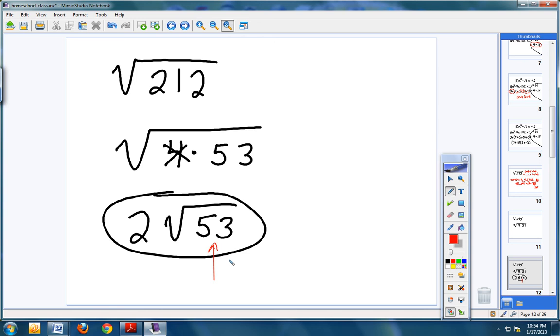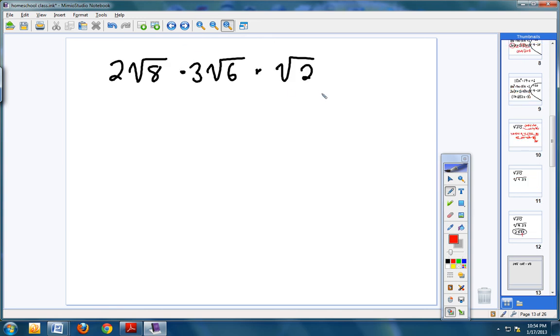And again, you can rewind this. I'm going to keep moving. You can rewind that if you need to. All right, let's look at multiplying radicals. What I taught you to do was to multiply the outside numbers, 2 times 3 times 1, and get a number here, and then multiply the inside numbers and get a number here. Okay, so it should look like this.